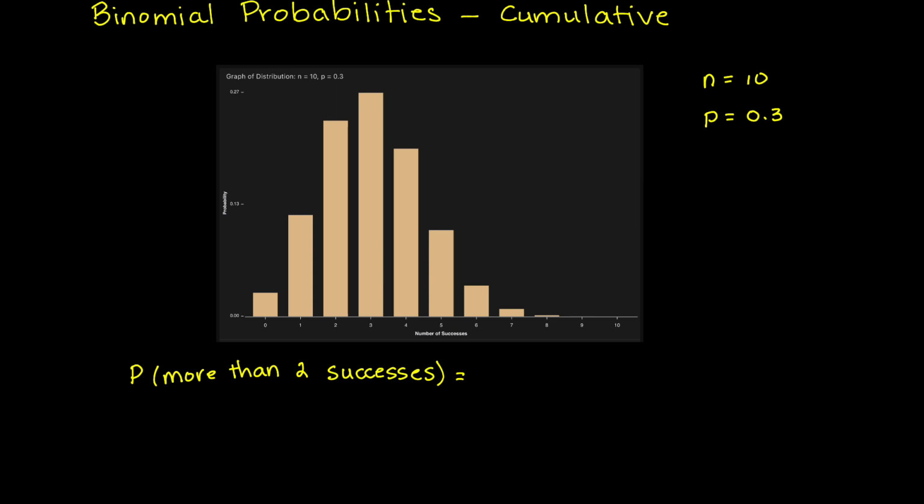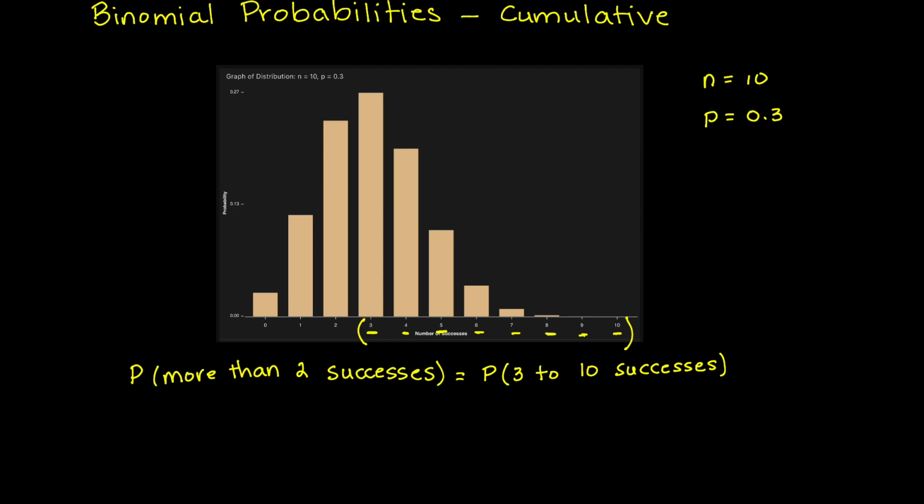Here I want to find the probability of more than 2 successes. So that means that I need to start at 3, it has to be more than 2. Anything that's more than 2 is going to work, and we go all the way up to the number of trials, which is 10. So this is the probability of 3 to 10 successes. The problem is that the binomial CDF function only allows you to start at 0, and we want to go from 3 to 10.